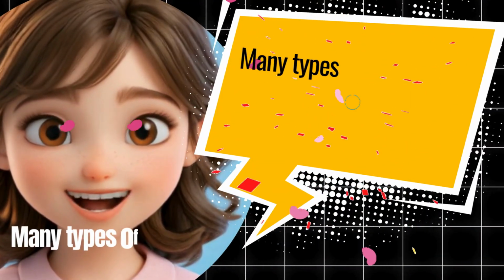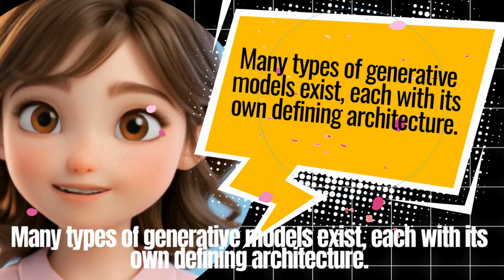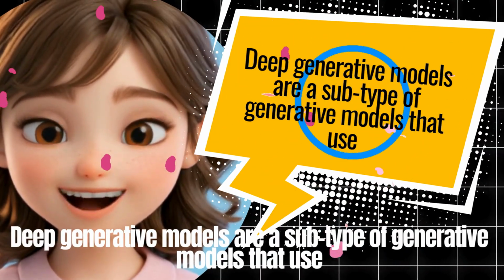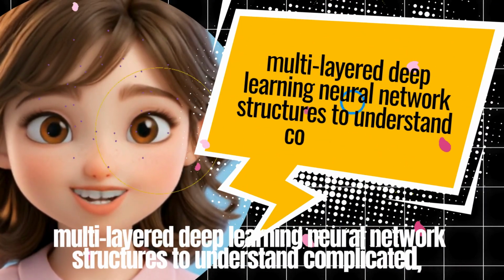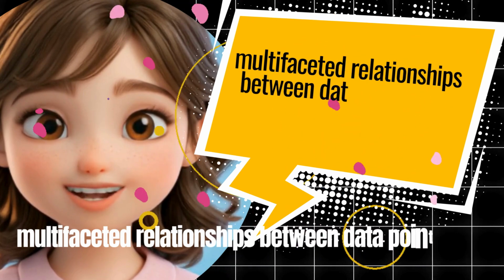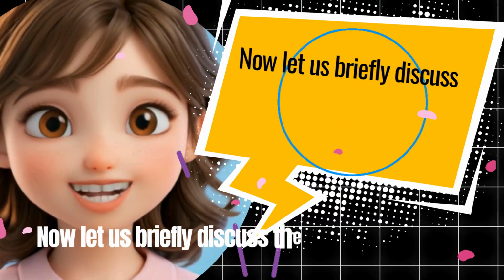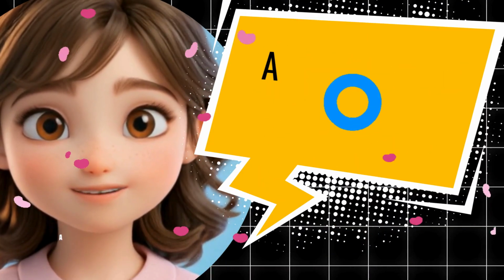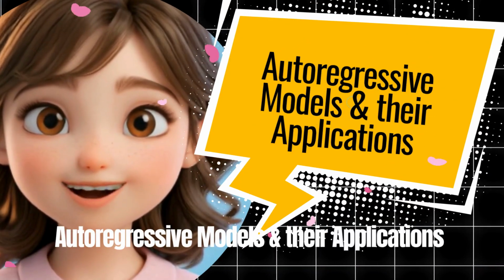Many types of generative models exist, each with its own defining architecture. Deep generative models are a subtype of generative models that use multi-layered deep learning neural network structures to understand complicated, multifaceted relationships between data points in a dataset. Now let us briefly discuss the major generative models and their applications. First, let us discuss the autoregressive models and their applications.